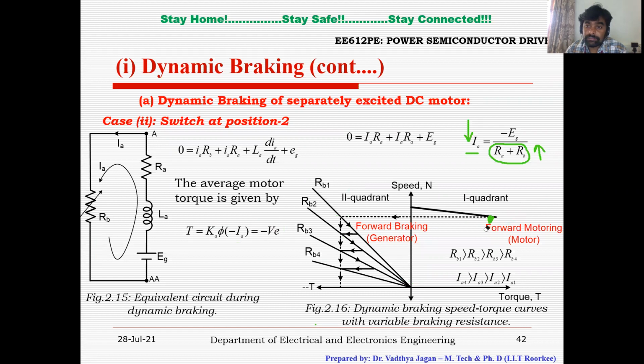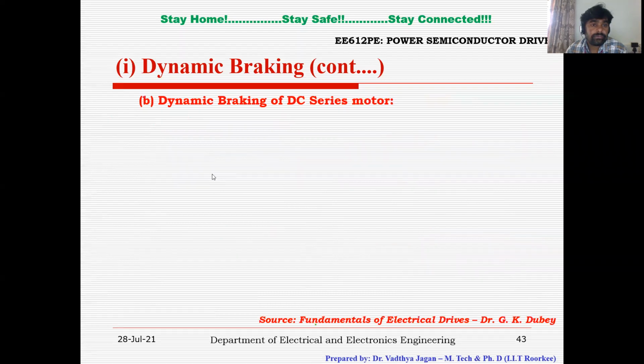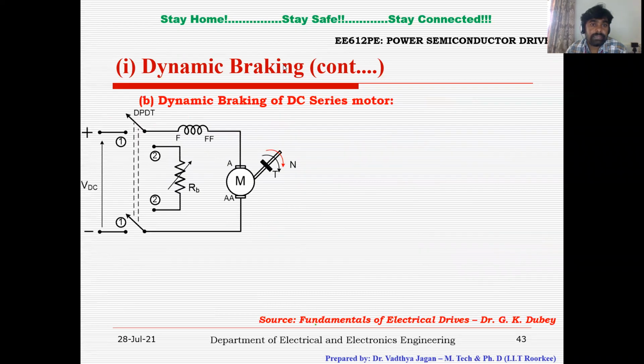Now we'll replace the separately excited DC motor with the DC series motor. So now you can see this is the same dynamic braking, called rheostatic braking, and we are going to apply it to the DC series motor. As you all know, in a series motor, the field and the armature should be connected in series. So now let us consider this equivalent circuit.